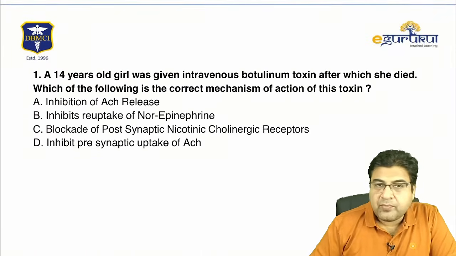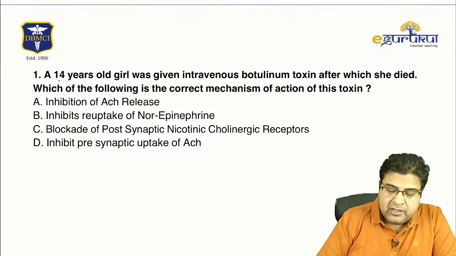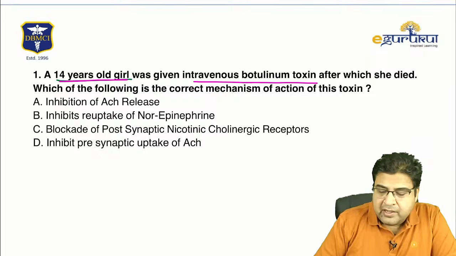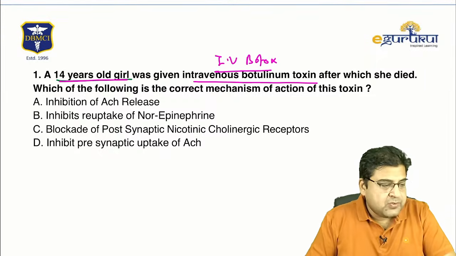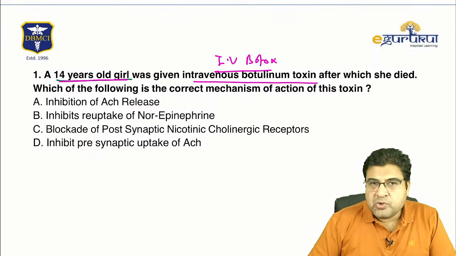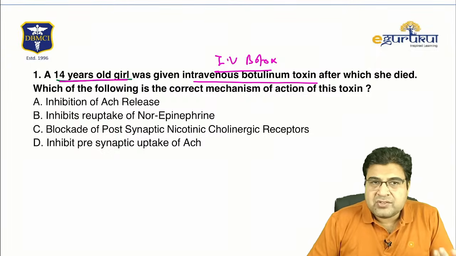So question number 1, a 14-year-old girl was given IV Botox. Now guys, I don't know why they have given IV Botox, because Botox is mainly given by the local route. Botox is avoided to be given by the IV route. Otherwise, there is a risk of toxicity.